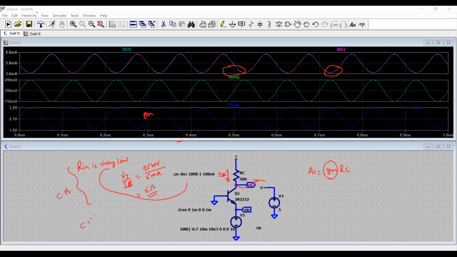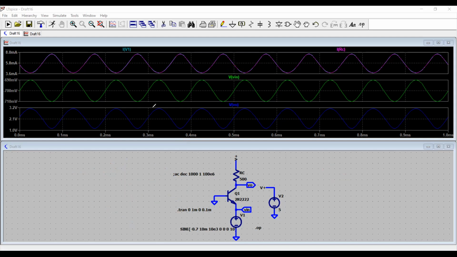For the common emitter circuit, we've seen that our Rin is VT over IB. So IB is in the microampere range, VT is 25 millivolts, so it is in the range of kilo ohms. So it's 2 to 3 orders higher, even 4 orders higher than the common base circuit. Having said that, we are all set for moving to our next analysis, which is an AC analysis. So let us do that.